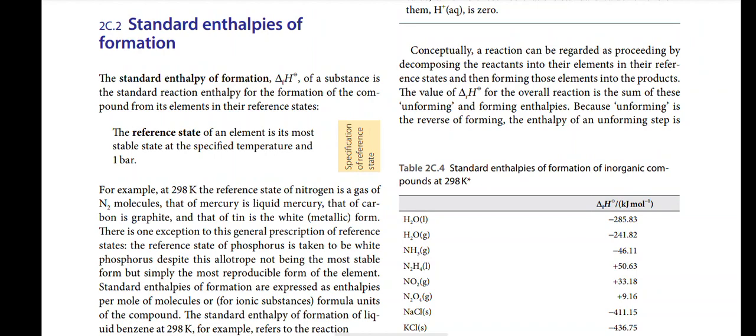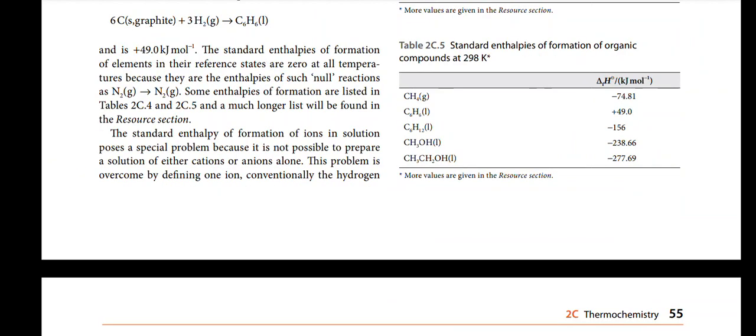Standard enthalpies of formation are expressed as enthalpies per mole of molecules or formula units of the compound. The standard enthalpy of formation of liquid benzene at 298 Kelvin, for example, refers to the reaction 6 C solid graphite plus 3H2 gas changes into C6H6 liquid, and is plus 49 kilojoules per mole.